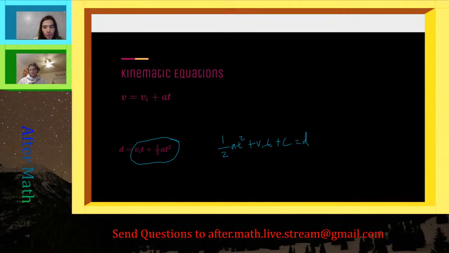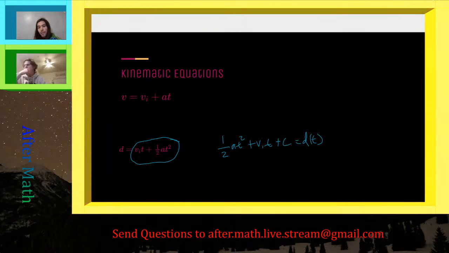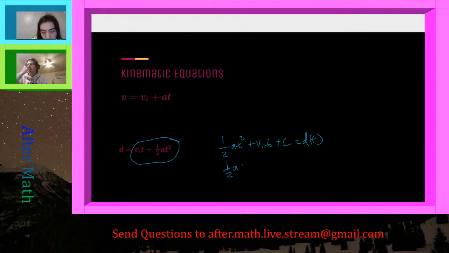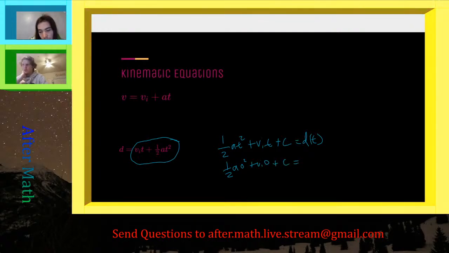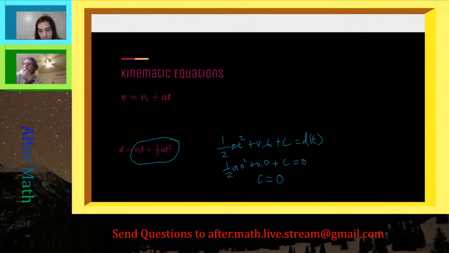With displacement, we can pick any point really to be 0. So in this case, and this is going to be d of t again, we're going to say at time 0, our displacement is going to equal 0. So we're going to have 1/2 a 0 squared plus vi 0 plus c equals 0. All of these are going to equal 0, so we get c equals 0, because anything multiplied by 0 is always 0. So we don't even need to write that, and we've solved that equation.